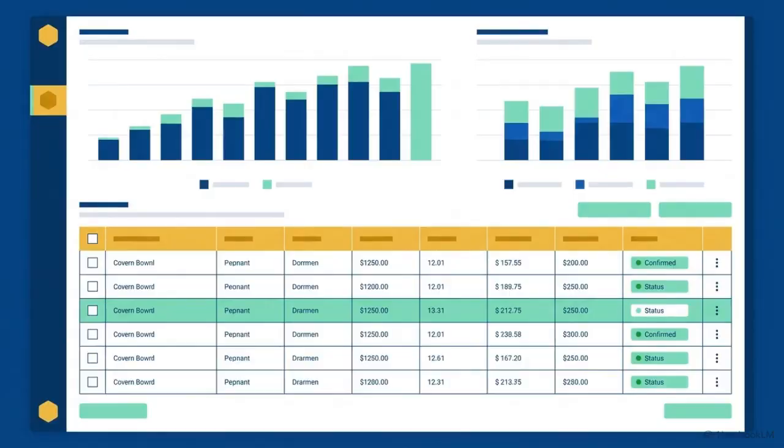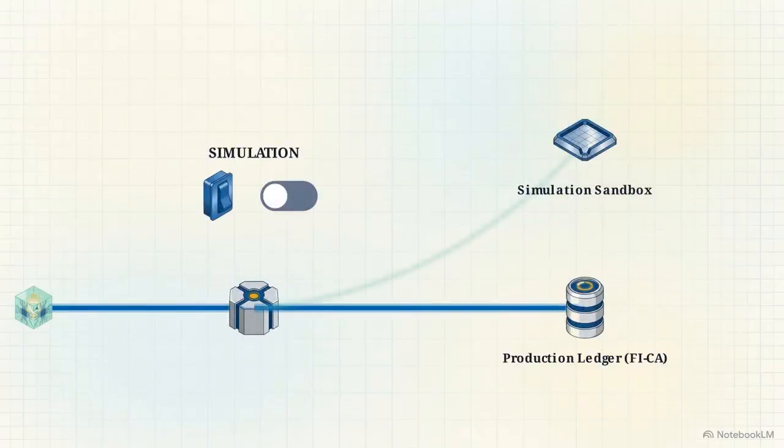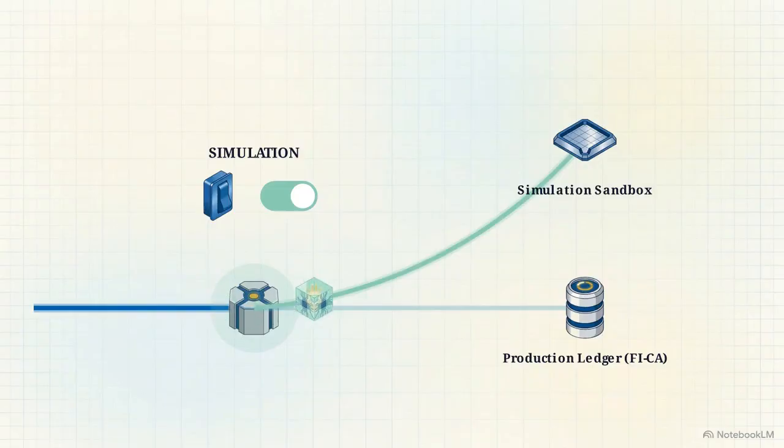To manage this risk, implementation teams need a diagnostic tool. They need a way to predict exactly how their billing rules will behave on real data, entirely separated from the permanent financial system of record. SAP provides that separation through the simulation run indicator. Checking this single box acts as a hard fork in the road, splitting logic validation away from actual financial execution.